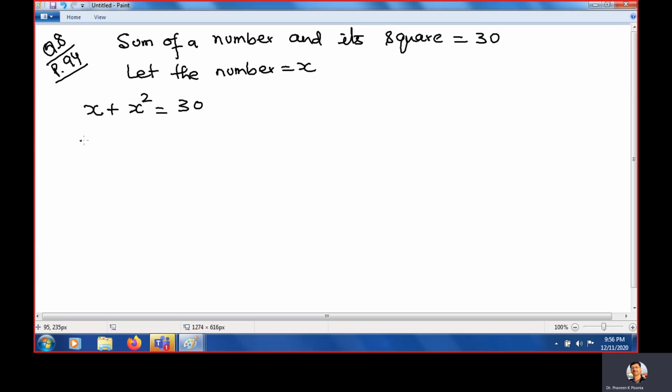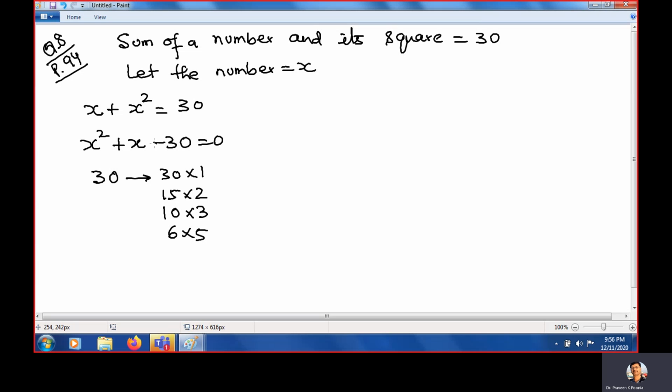So if we want to write it as a quadratic equation, x square plus x minus 30 is equal to 0. So what you need to do? Find the factors of 30. Now you are an expert in factors. So factors of 30 are 30 times 1, 15 times 2, 10 times 3 and 6 times 5. Here is minus. Minus means minus. 30 minus 1, 29. 15 minus 2, 13. 10 minus 3, 7. And 6 minus 5, 1.